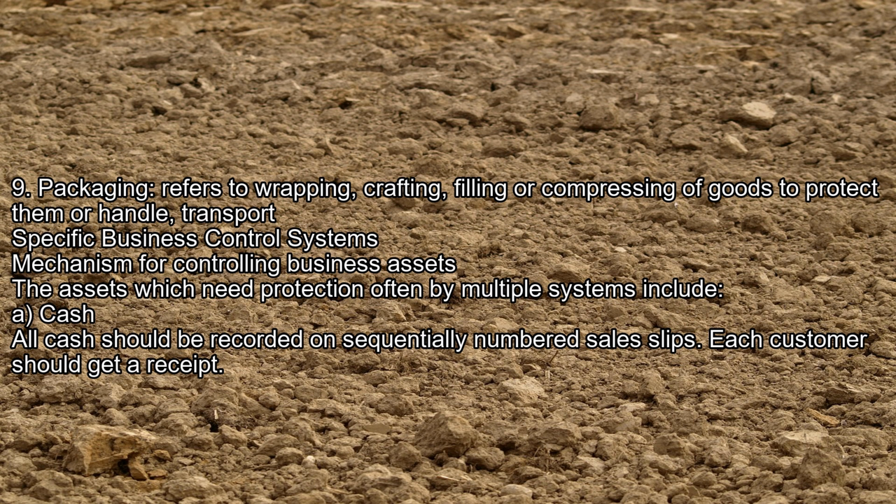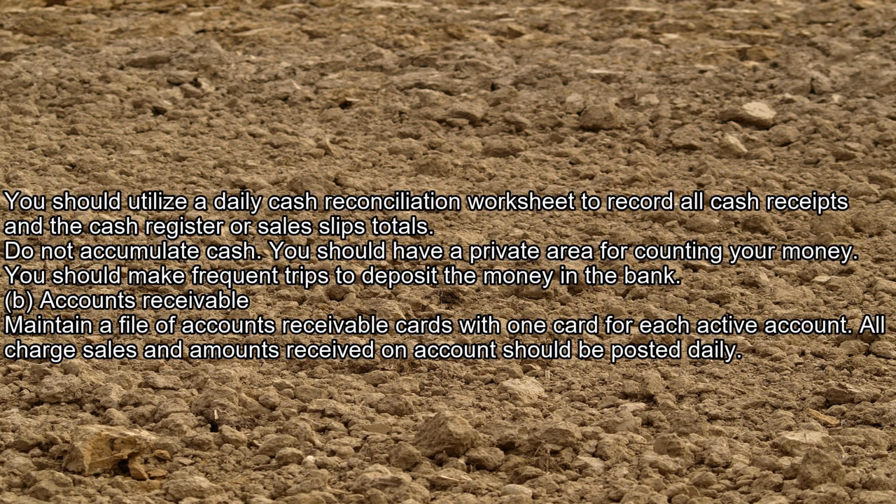Specific business control systems. Mechanisms for controlling business assets. The assets which need protection, often by multiple systems, include cash. All cash should be recorded on sequentially numbered sales slips. Each customer should get a receipt. You should utilize a daily cash reconciliation worksheet to record all cash receipts and the cash register or sales slips totals. Do not accumulate cash. You should have a private area for counting your money. You should make frequent trips to deposit the money in the bank.